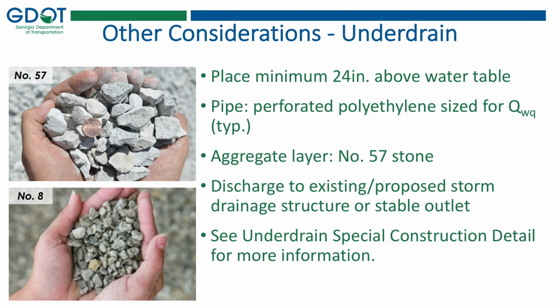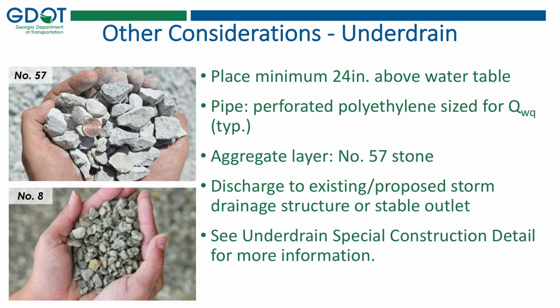An underdrain should be specified in the bioslope design to collect and convey the stormwater that has filtered through the media. The underdrain pipe should be perforated polyethylene, sized to convey the design flow, typically the water quality volume peak flow, but should be no less than 8 inches in diameter.